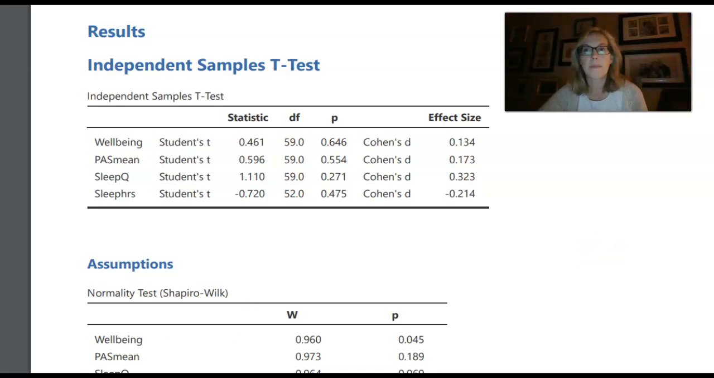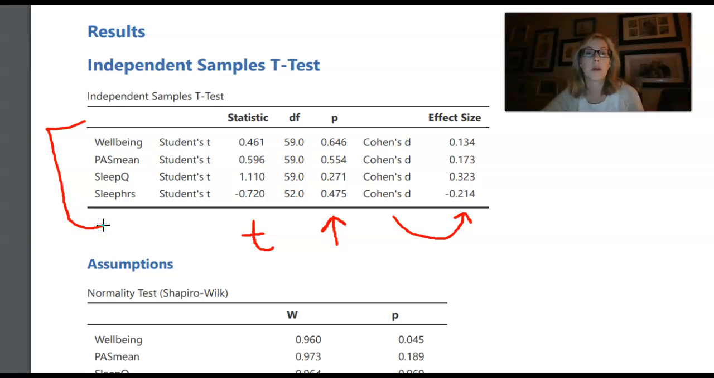If you were interested in gender differences, you would report one of these T's. This is your actual T, and then this is the p-value. Then we always report effect size, which is the Cohen's d. So you're going to pick one of these. Again, this first result corresponds with the males versus females.